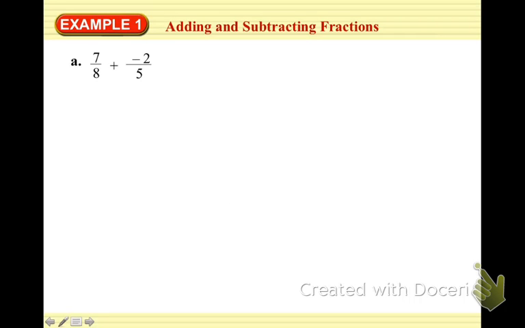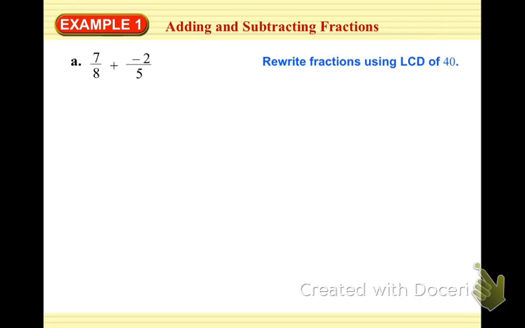So if we look at 7/8 plus a negative 2/5, the first thing we're going to want to do is get a common denominator between 8 and 5. One way that we could do that is think of the multiples of 8 and 5, or we can go ahead and do the upside down division. When you have numbers like this, especially when it involves a prime number, if their greatest common factor is 1, chances are you're just going to end up multiplying them together anyway, so the common denominator would be 40.